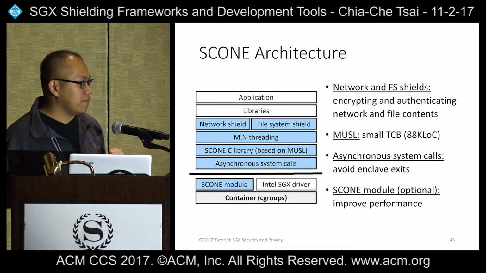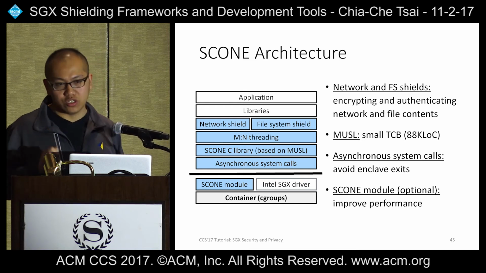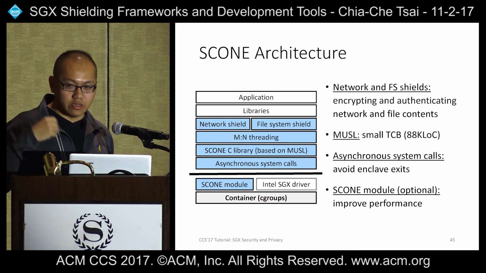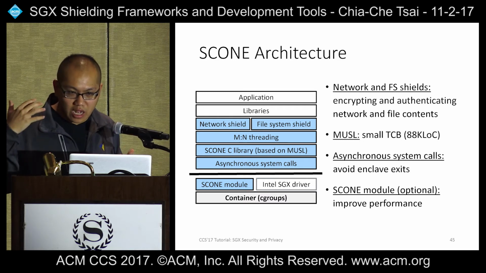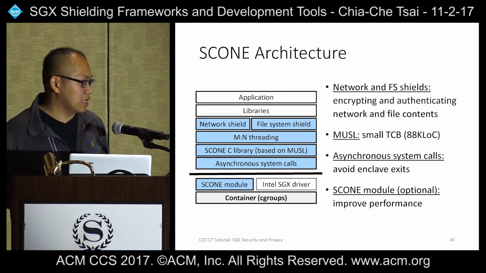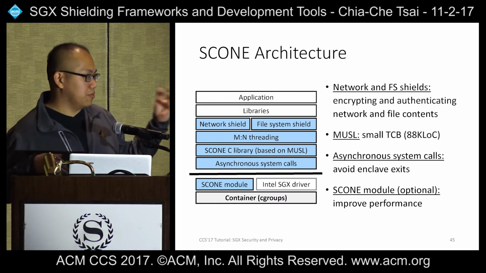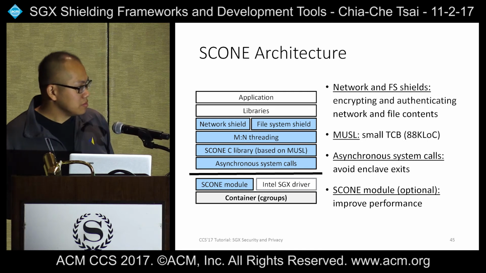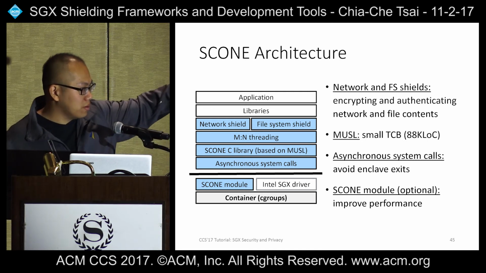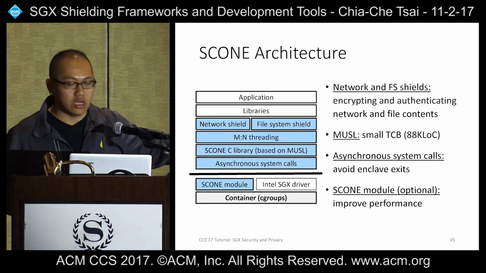On top of that, you have file system shells and network shells doing pretty much the same thing that Graphene was doing, basically verifying the file content or encrypting the network payloads. On top of that, you have other libraries and applications you can run. So SCONE basically doesn't have a LibreOS. You just go directly from the C library to the untrusted operating system.